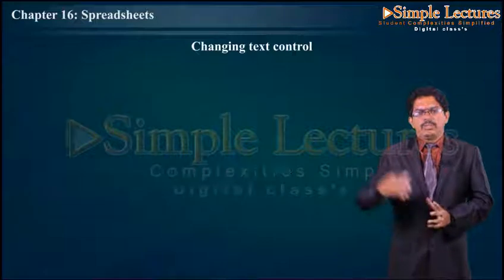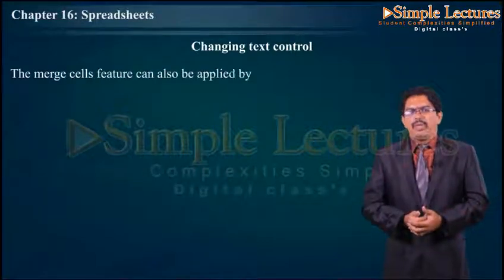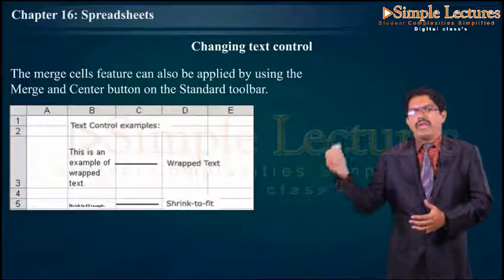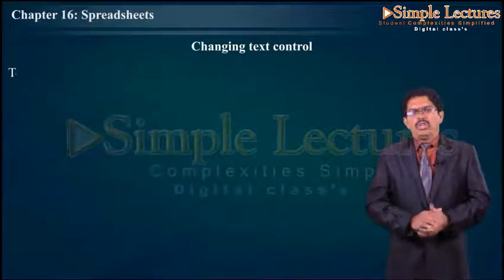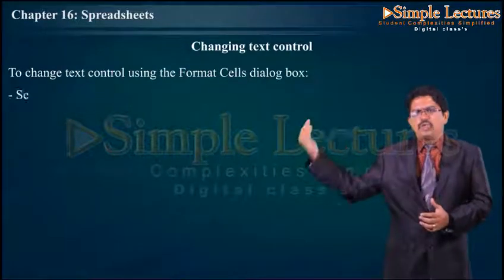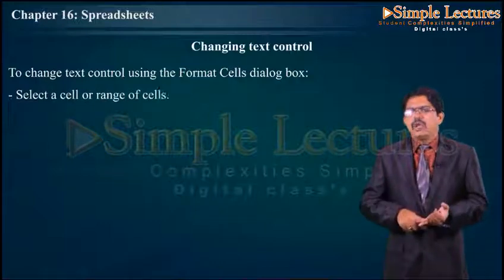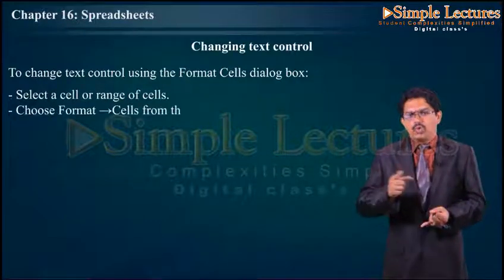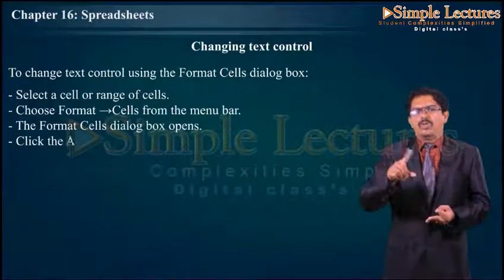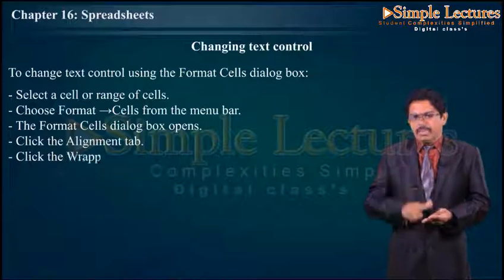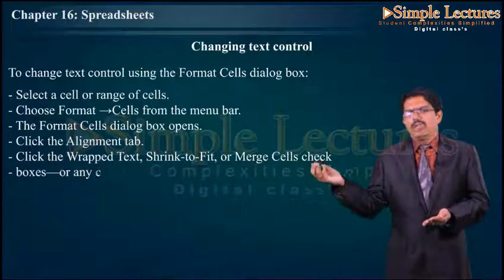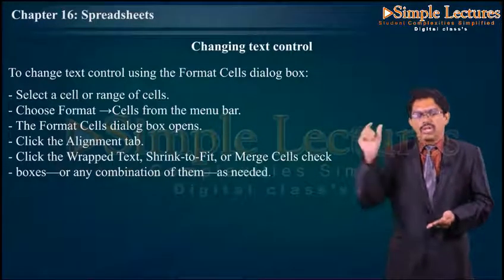The merge cells feature can be applied using merge and center so that the content can be merged and joined together. To change the text control using the format cells, the procedure is like this. Select a cell or range of cells. Choose format from the menu bar. The format cells dialog box opens. Click the alignment tab. Click on wrap text, shrink to fit, or merge cells. Click OK.